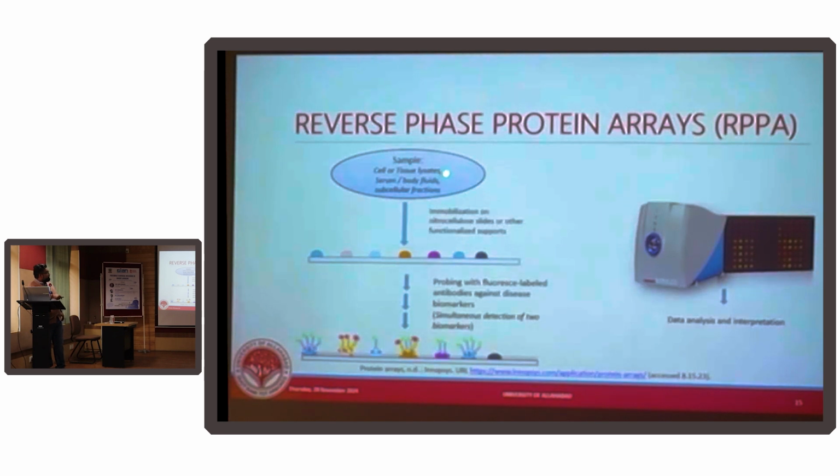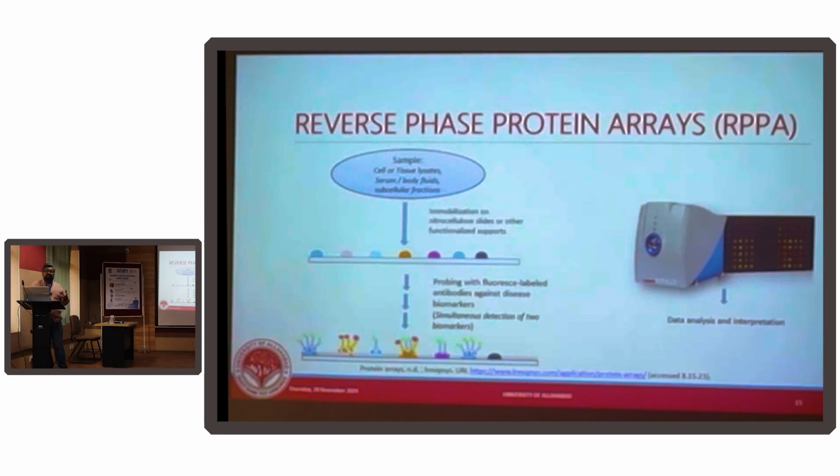All you do is you take samples and tissues, lysates or serum or body fluids, also subcellular fractions. You make a homogenate, and since these are proteins, they won't usually stick to a glass slide. You can take a nitrocellulose membrane, and on that nitrocellulose membrane, you can just allow these molecules to be absorbed in a particular array pattern.